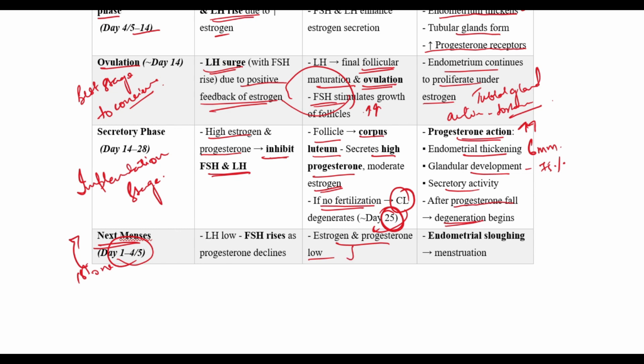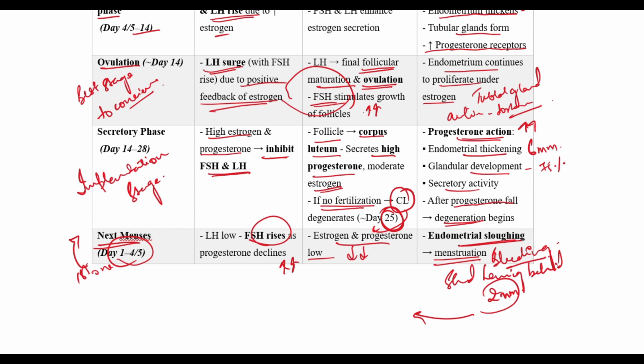Estrogen and progesterone levels fall very low. The FSH will start to increase because of the decline in the progesterone levels, and endometrial sloughing occurs and menstruation begins. The whole of the endometrium is shed, leaving behind about 2 mm for the next cycle to begin.